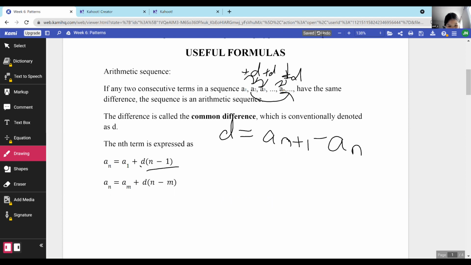And there's also a general formula for writing a_n in terms of a_m and the common difference. Basically, to get from a_m to a_n, you add d (n minus m) times. And this actually works if n is equal to m, or even if n minus m is negative.